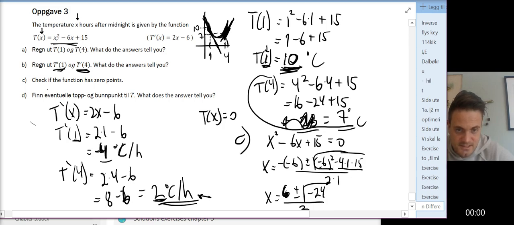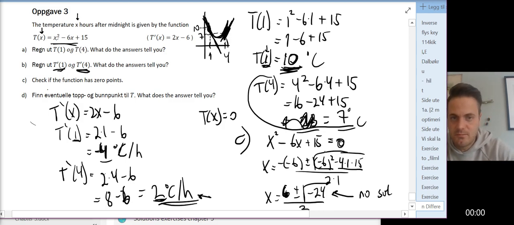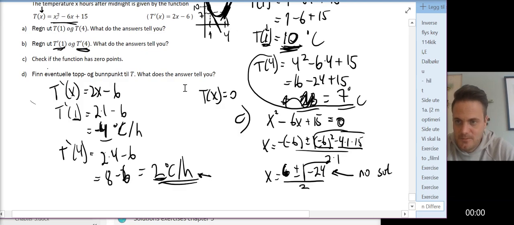36 minus 60 is minus 24, and we can't take the square root of a negative number, which means we have no solution, which means that the temperature will never be 0. So probably in the summer or in the spring, this midnight thing here, right? So never 0. So the answer is no. It doesn't have any 0 points.